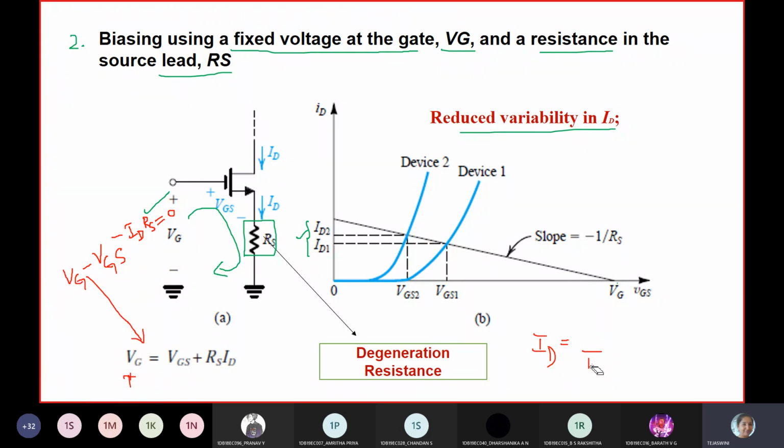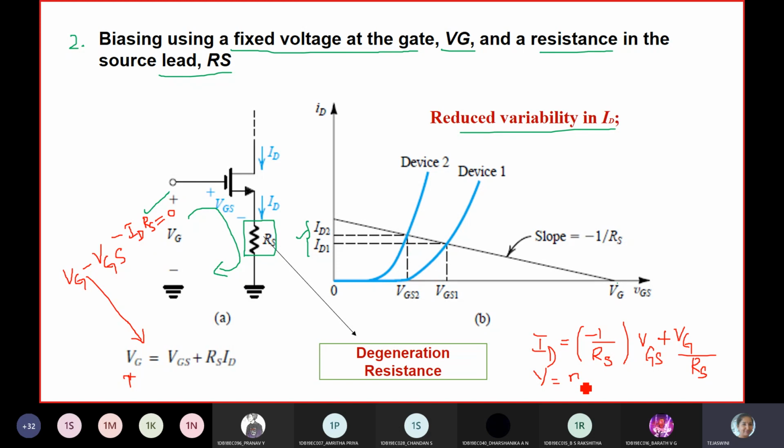Okay, first let me write, so it is minus 1 by RS into VGS. I'll tell you why I've written this first, plus VG by RS. Any doubt in the expression?